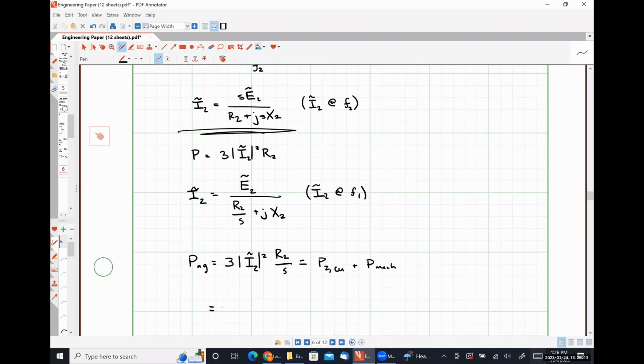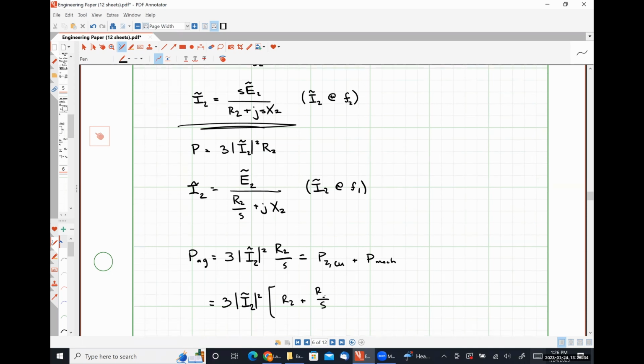So we're going to say that this is 3 times the magnitude of our rotor current times R2 plus R2, sorry, that should be R2, not RS. R2 over S times 1 minus S. So effectively, I've split this thing up into 2 distinct parts. Okay.